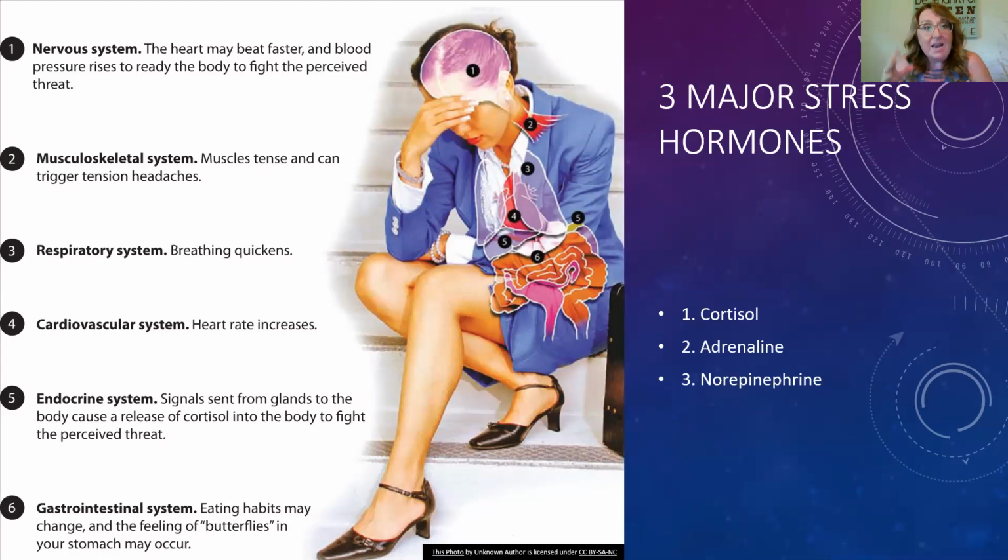I can get a headache. I'm ready to pounce. I'm like the tiger. My respiratory system, my breathing starts to quicken, and my heart starts to race. Endocrine signals are sent from glands to the body that release the cortisol so that we can get into that fight mode. And my gut starts to feel yucky, right? I get butterflies. I feel like my stomach's flipping. So these are all visceral body signals that are happening when stress occurs. And if chronic stress is there, this is happening all the time. So we're hypervigilant and we never feel good.